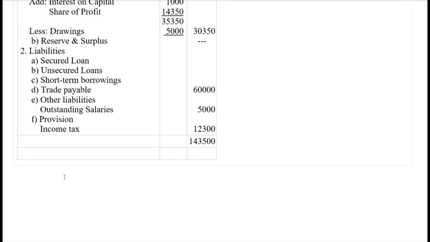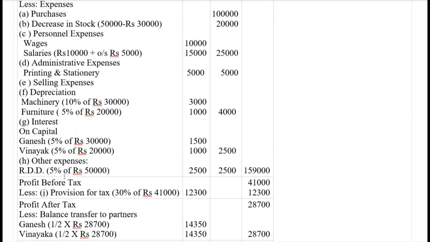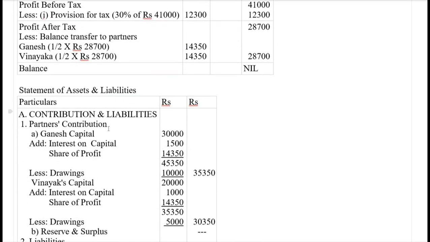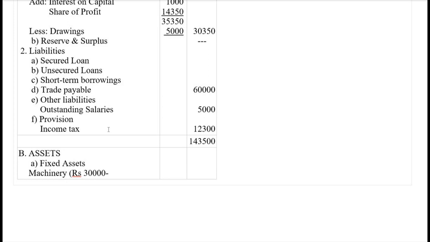Now we should go for the assets here. So this is the part A, contribution and liabilities. Then B, assets. Now in that, A, fixed assets. So we have got machinery here. Machinery rupees 30,000 minus depreciation rupees 3,000. So 3,000 it is, not 2,000. The difference we are going to arrive at is rupees 27,000.